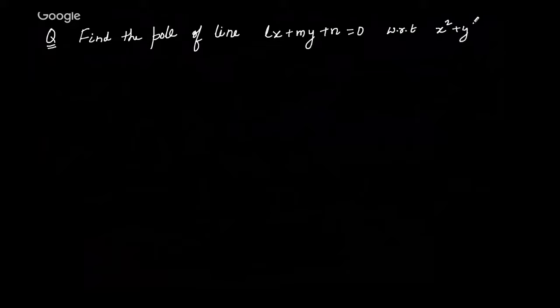With respect to the circle, x square plus y square is equal to a square. Now, this time I have given you the question in a reverse fashion. I have given you the equation of the polar and I'm asking you what is the pole. Just try doing it. Your answer should be only in terms of L, M and A. No other parameter should be introduced in the answer.